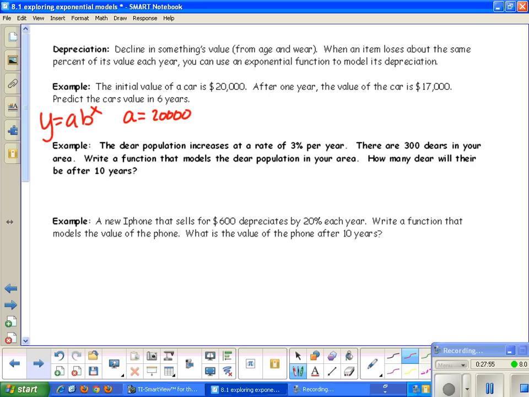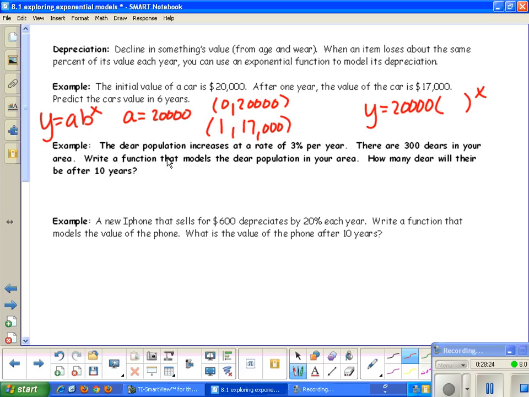And then it says after 1 year, the value of the car is worth $17,000. So we have $20,000 for A, so that means that at year 0, I have $20,000. And after 1 year, we're at $17,000. So for this, I know that it's going to be y equals 20,000 times something to the x power. I want to figure out what that something is.